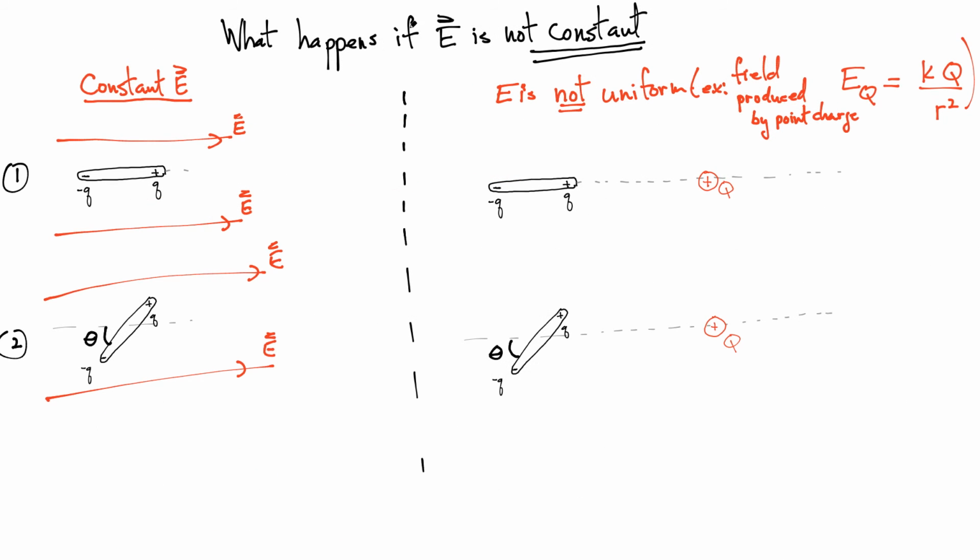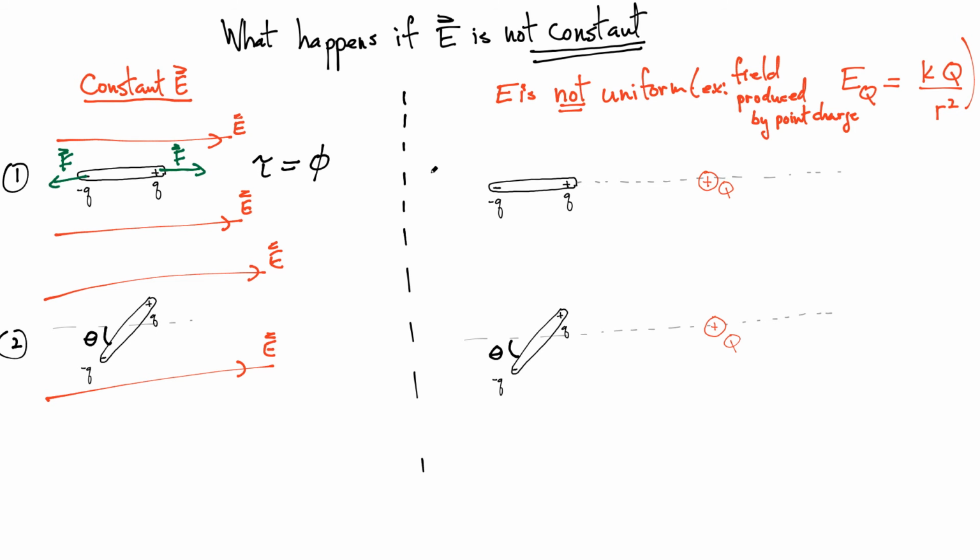Now I want to look at what happens when the electric field is not constant and compare it to the constant case over here. Let's just look at the torque. For case number 1, where the dipole moment is aligned in the same direction as the field, we just saw that the net torque was equal to 0. We had a force acting to the right on the positive charge, a force acting to the left on the negative charge, and those forces didn't produce any rotation.